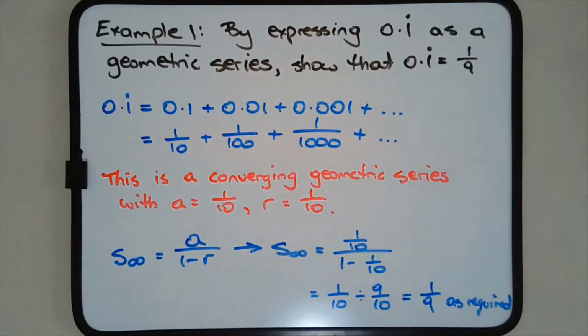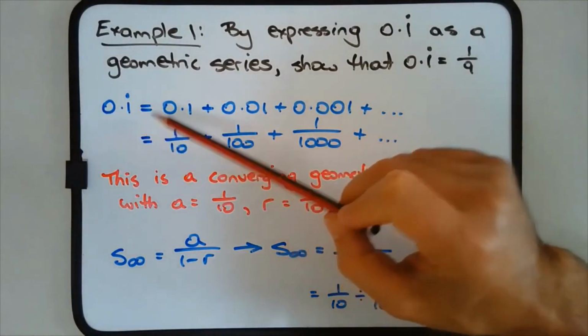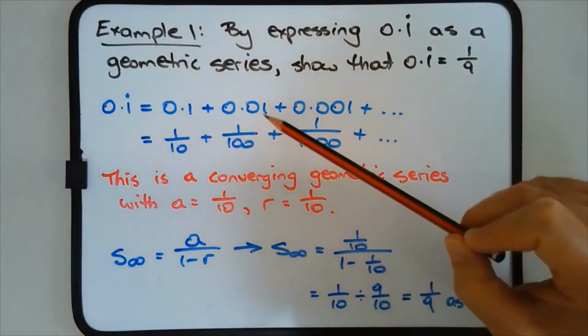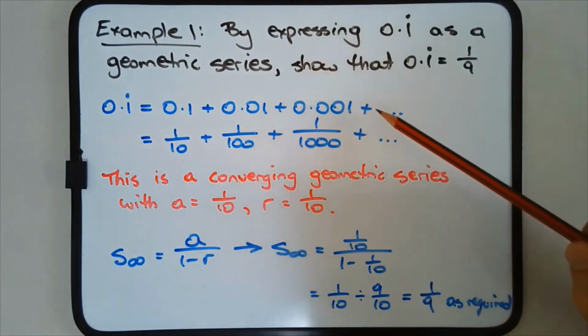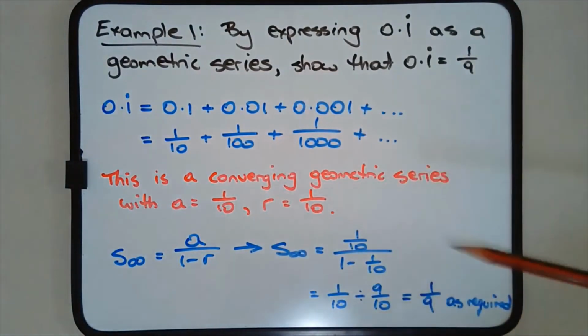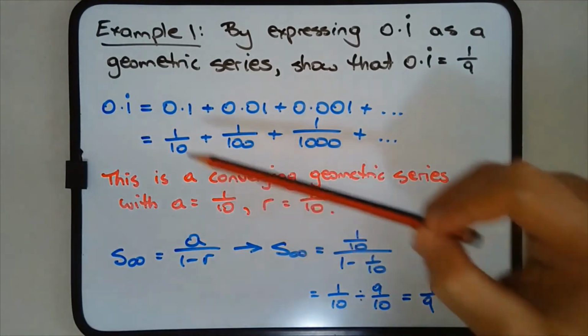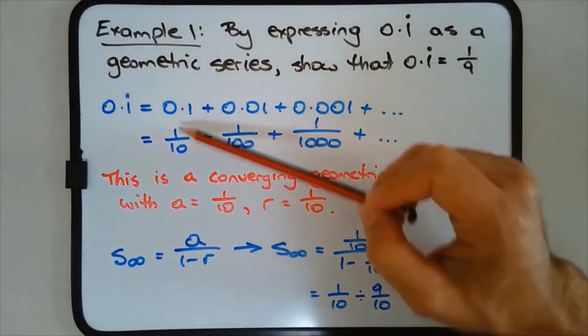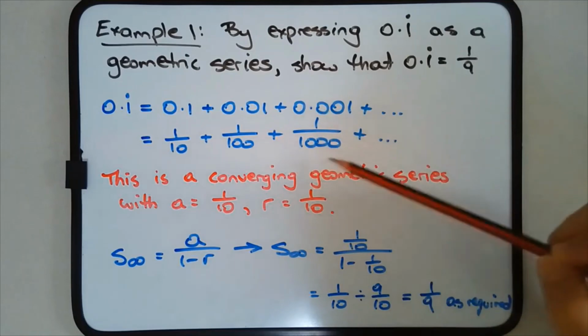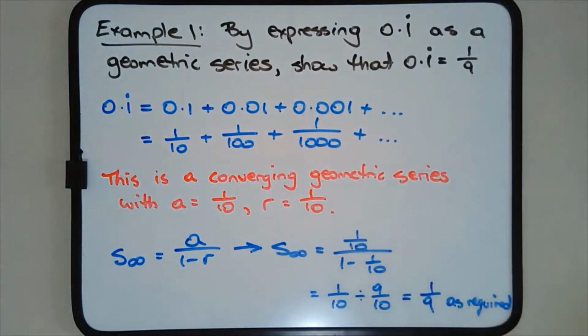Example 1. By expressing 0.1 recurring as a geometric series, show that 0.1 recurring equals 1 over 9. Now 0.1 recurring is equal to 0.1 plus 0.01 plus 0.001 plus ... The pattern continues forever, so there's an infinite number of terms. Using fractions, this can be written as 1 over 10 plus 1 over 100 plus 1 over 1,000 plus 1 over 10,000 and so on.